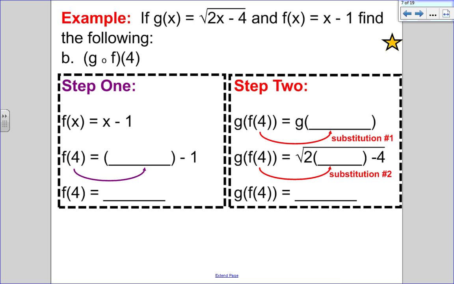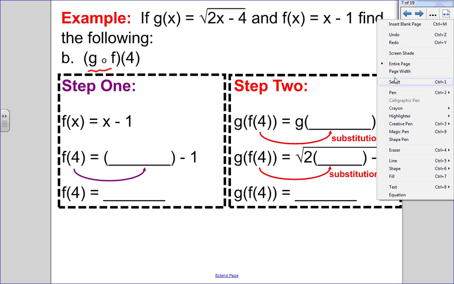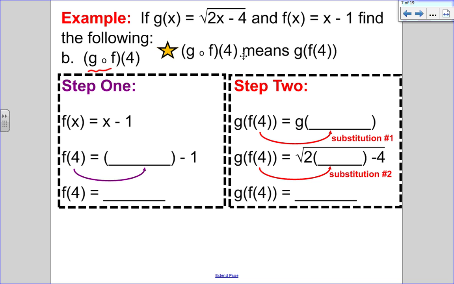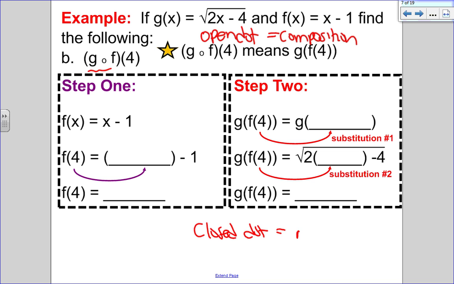So this notation here looks a little different than what we had before. This is an open dot, and I just want to make sure that we're okay recognizing that that open dot really means composition, and these are used interchangeably. If I were to color that dot in, that would mean multiplication, but an open dot means composition. So remember that. Open dot means composition. And let's also write down closed dot equals multiplication, just so we keep those two ideas separate.